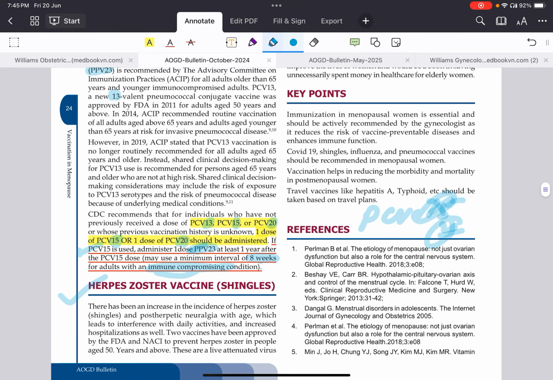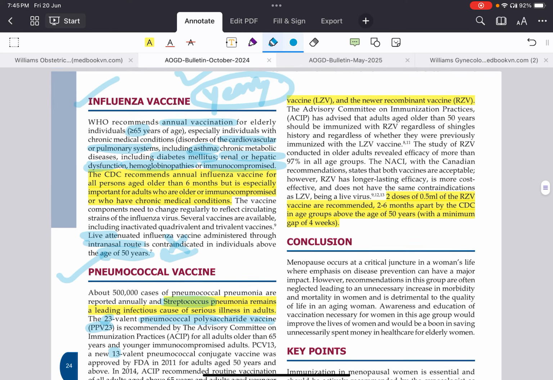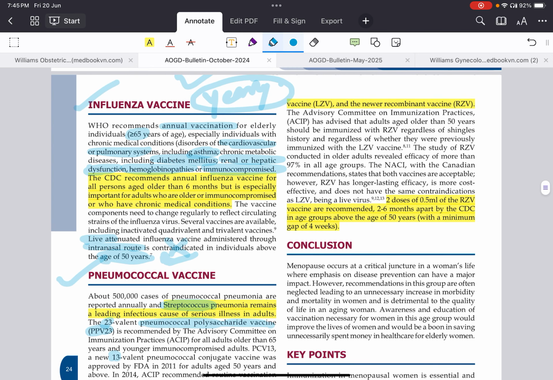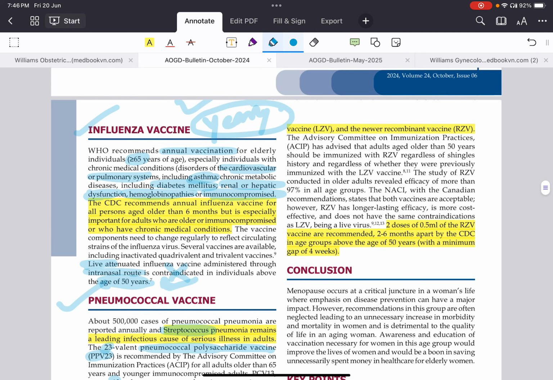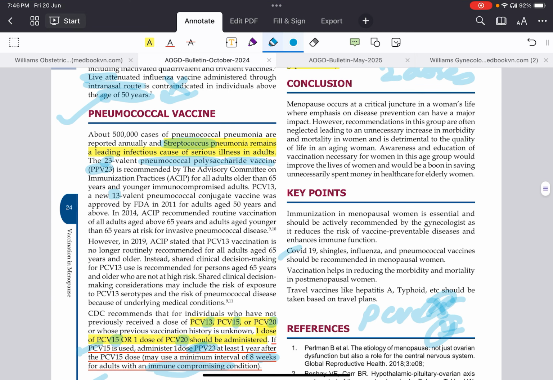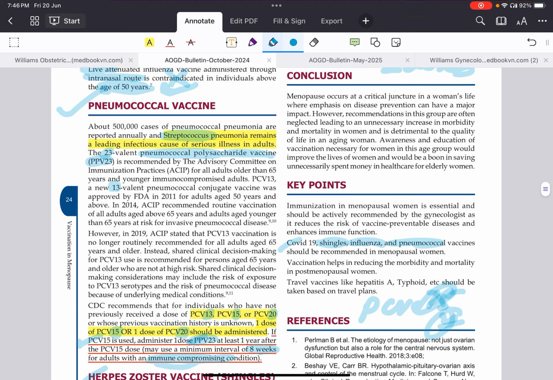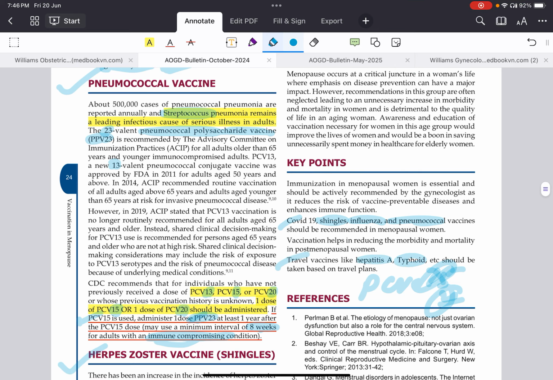Herpes zoster vaccines: two vaccines have been approved, LZV and RZV. LZV is a live attenuated vaccine, whereas RZV is a recombinant vaccine, which is better. Two doses of 0.5 ml are given 6 months apart. Everyone above 50 years of age should take the herpes zoster vaccine. In conclusion, you should take COVID-19, shingles, influenza, and pneumococcal vaccines. If you are traveling, then go for hepatitis A and typhoid.